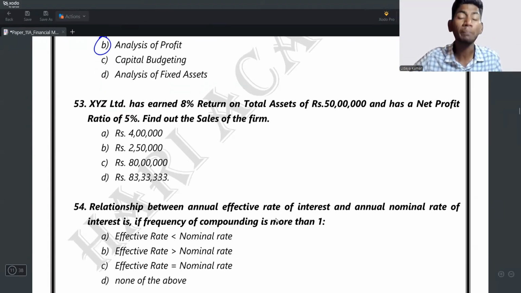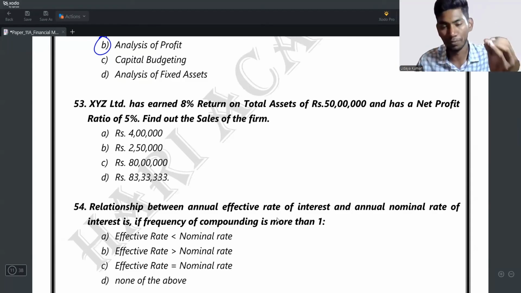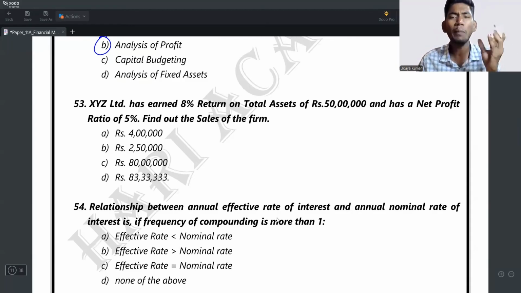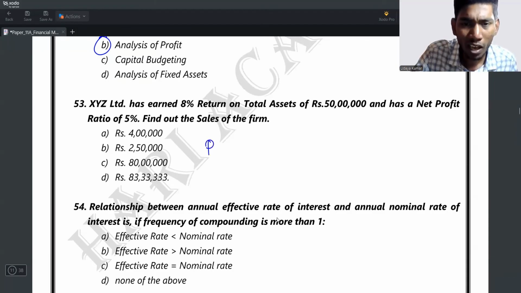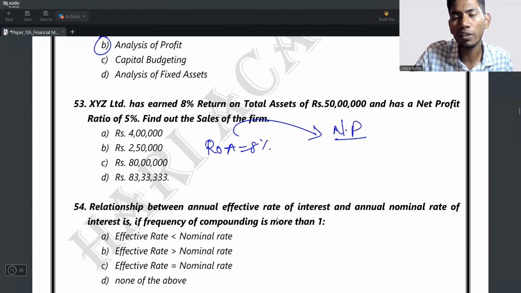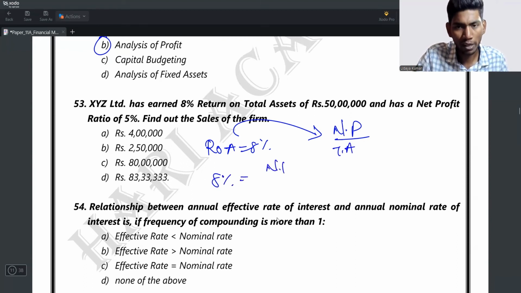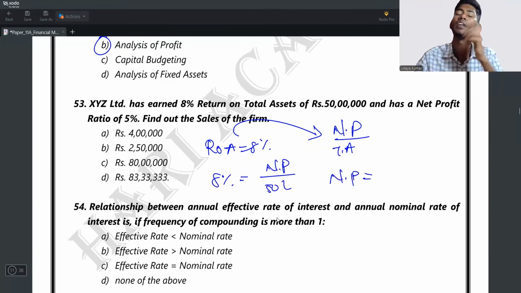Moving to question number 53. XYZ Limited has earned 8% return on total assets of rupees 50 lakhs and has a net profit ratio of 5%. Find out the sales of the firm. He's asking us to find the sales. The information given is 8% return on total assets. So return on assets is equal to 8%, and the formula is net profit divided by total assets, right? So 8% equals net profit, which we have to find, divided by total assets of 50 lakhs. You can easily calculate the net profit, which is 50 lakhs into 8%, which is 4 lakh.